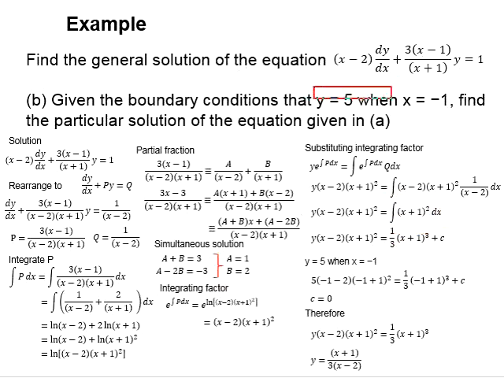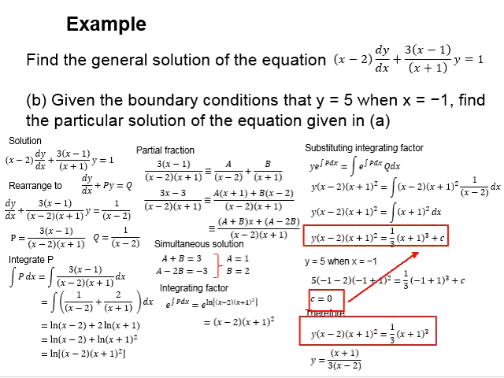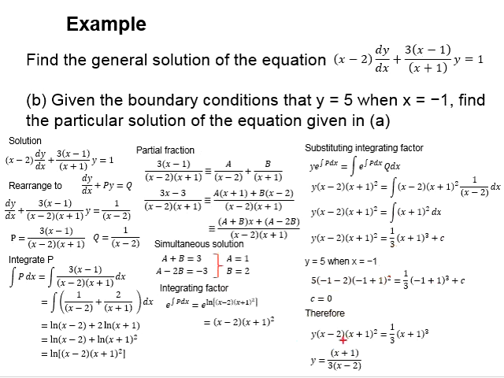The boundary conditions is given here, which you are going to substitute into the function here as the y and x, and you will get c equals to 0. Substitute c equals to 0 into the function here. This will be your general solution. Rearrange the equations, and this will be your final solution.